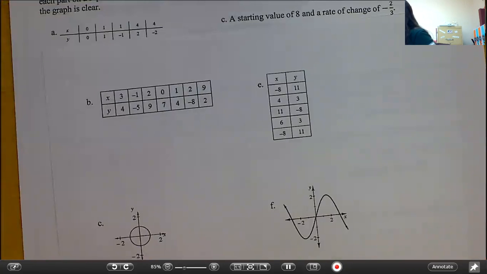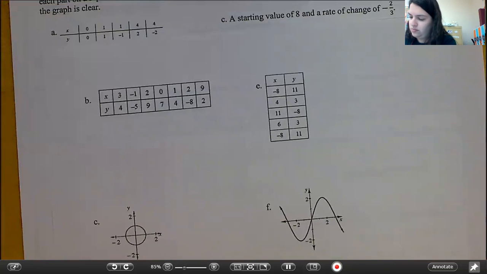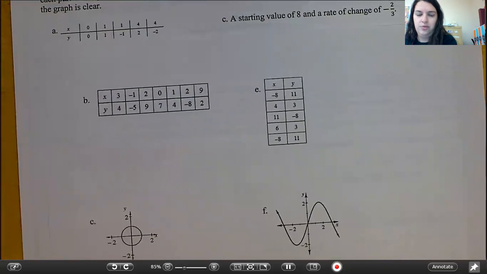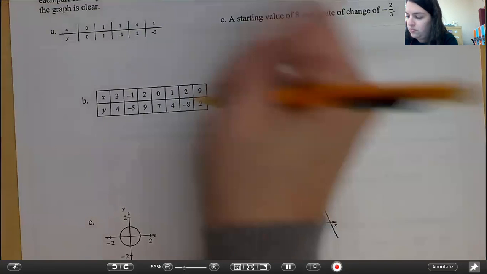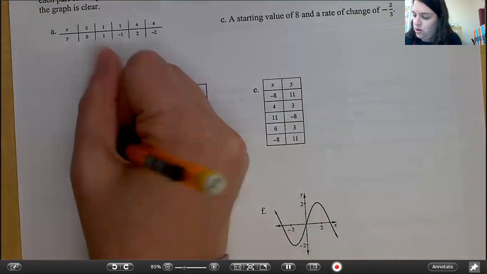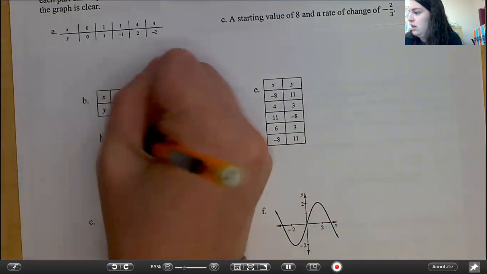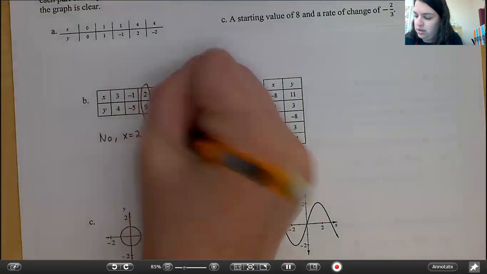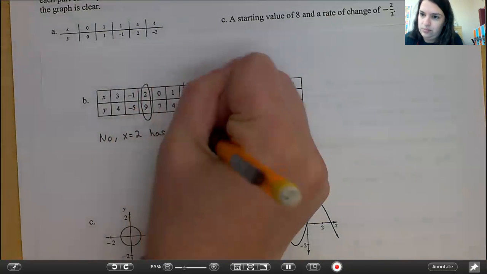Flip it over. Let's try B. (3, 4), (-1, -5), (2, 9), (0, 7), (1, 4), (2, -8), (9, 2). I see (2, -8), and I see (2, 9). So no, x equals 2 has different outputs. That's not allowed.